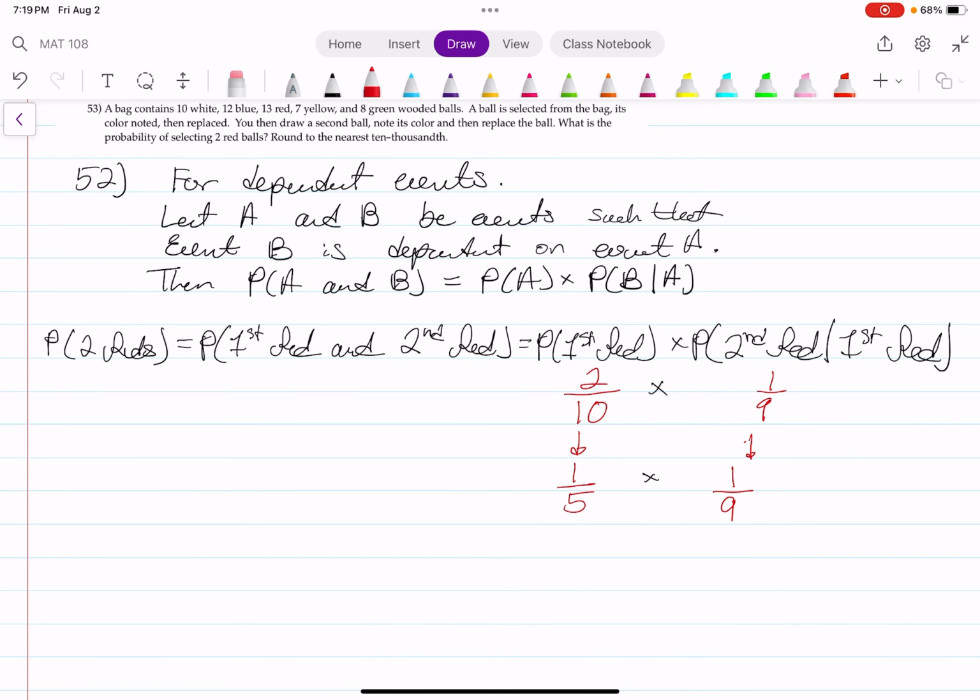And when we multiply fractions, we multiply our numerators and our denominators. So that's going to be 1/45. And I'm going to leave it as a fraction. The answer may have the final answer as a decimal, but let's leave it as a fraction.